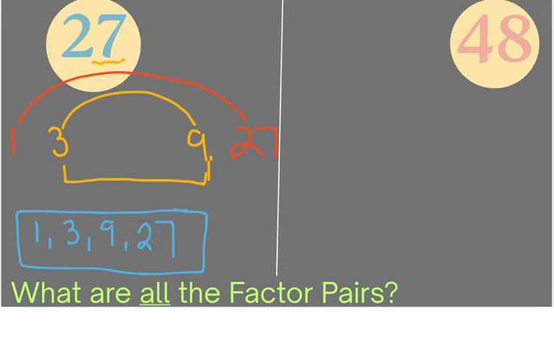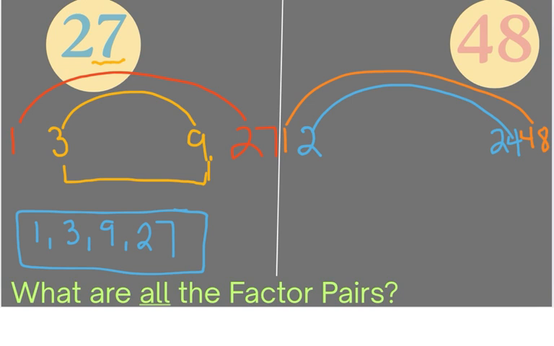Now, let's move on to a larger multiple. In this case, we have 48. So I'm going to start with 1 because I know that 1 times 48 is going to give me 48. Now I'm just going to go down the line. 2 is absolutely going to work because I know that I can cut 48 in half, which is pretty much what that 2 is if I were to divide it. So 2 times 24 will give me my next factor pair because 2 times 24 equals 48.